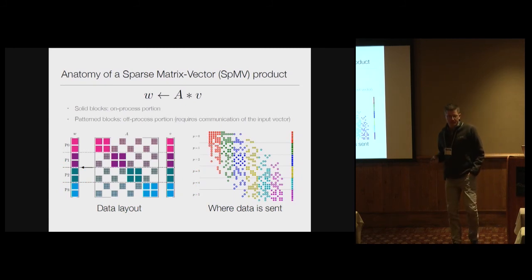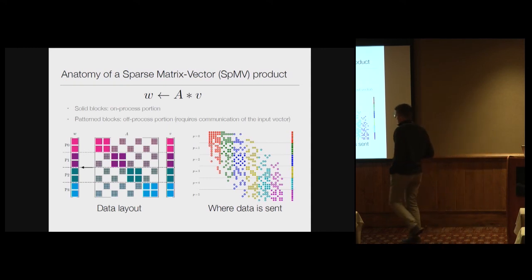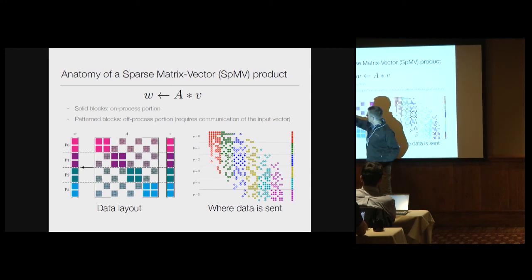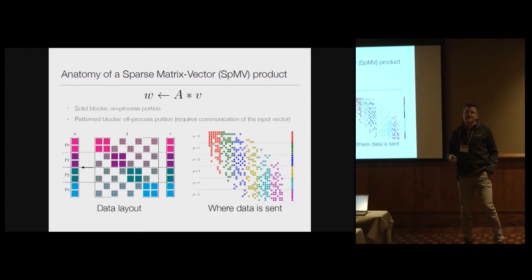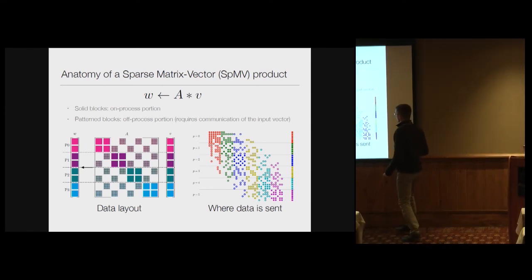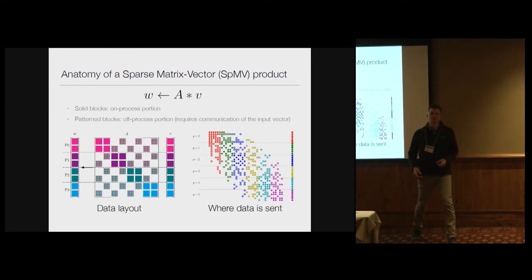All right, so what does a sparse matrix vector multiply look like in parallel? On the left, I've given a data layout. An input vector and the corresponding rows in the matrix and the left-hand side are all stored on some processor. On the right, I've noted where this data is sent, in this case in a 6 processor case. You can see the vector elements need to be sent to all of these processors, and that's what incurs the communication demands.